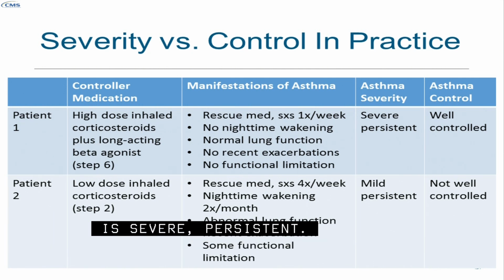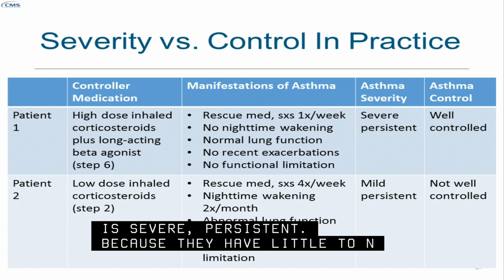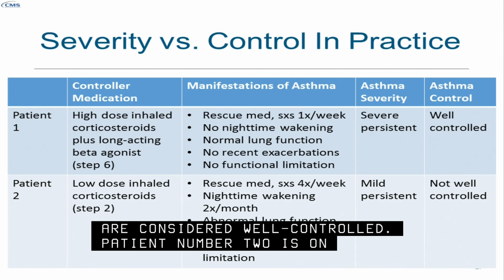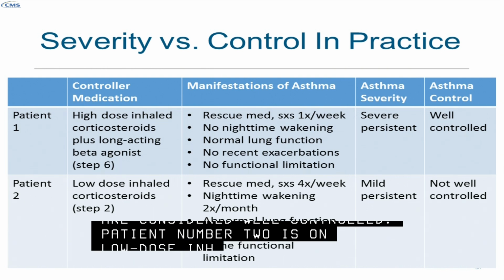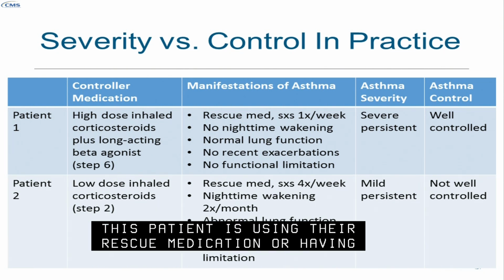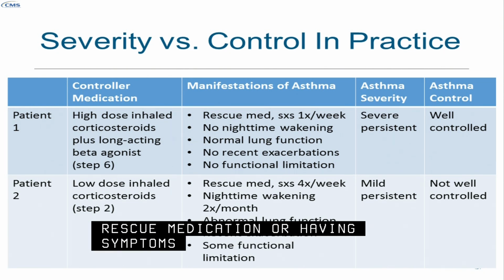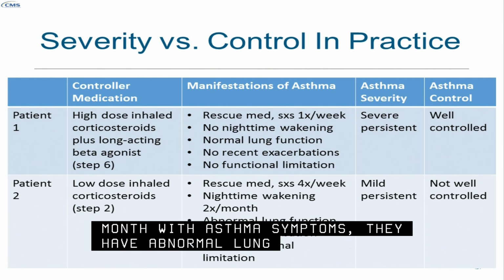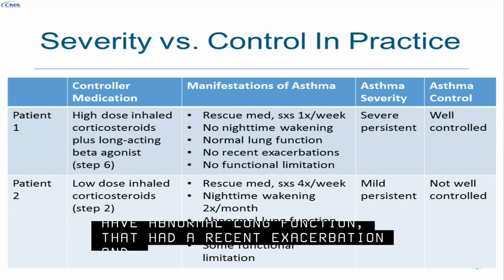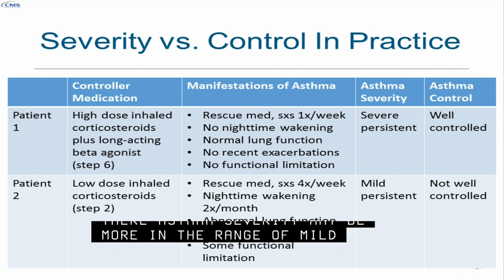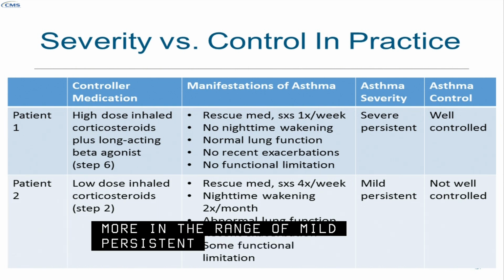Patient 2, on the other hand, is on low-dose inhaled corticosteroids, a minimal dose of controller or daily medication, but has many manifestations of asthma. This patient is using their rescue medication or having symptoms 4 times a week. They're waking up at night twice a month with asthma symptoms. They have abnormal lung function. They've had a recent exacerbation, and they have some functional limitation. So their asthma severity may be more in the range of mild persistent or so, but they are not well controlled because they continue to have manifestations of their disease.